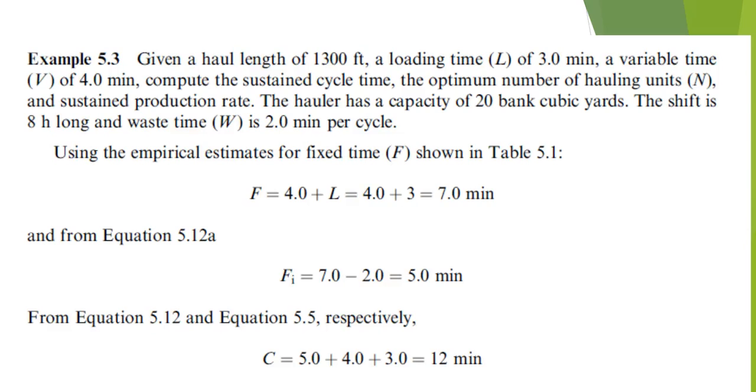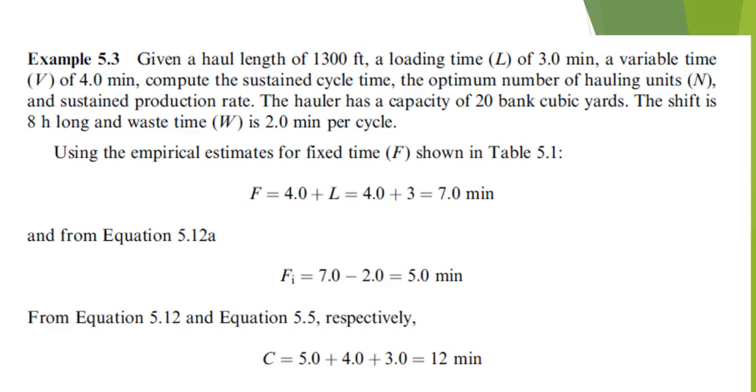Say we have a haul length of 1,300 feet and a loading time of 3 minutes, a variable time of 4 minutes. Remember that variable time comes up with all those miscellaneous items that affect work and that waste time away. So what we want to do is compute the sustained cycle time and the optimum number of hauling units N for that sustained production rate. This is the work we were doing back in Chapter 5.